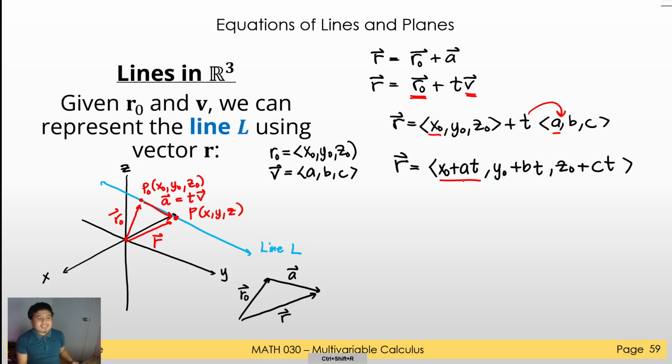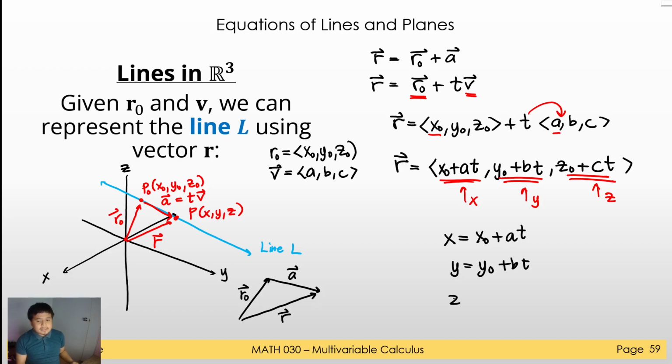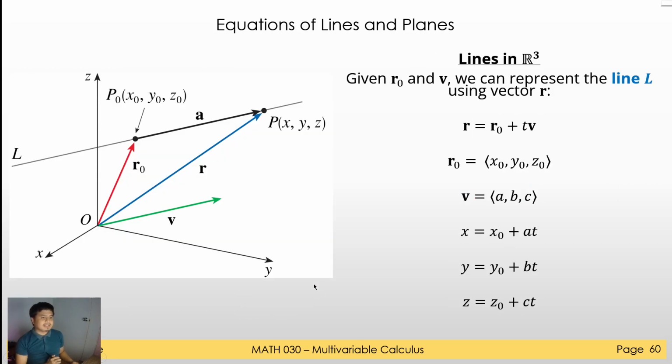Therefore, the coordinates that represent this r can be broken down into its x, y, z coordinates. So this will be your x coordinate, this will be your y coordinate, this will be your z coordinate, which represents this arbitrary point that we're trying to represent. Using this, we can equate x to x sub 0 plus at, y is equal to y sub 0 plus bt, and z is equal to z sub 0 plus ct. So take note of these things.